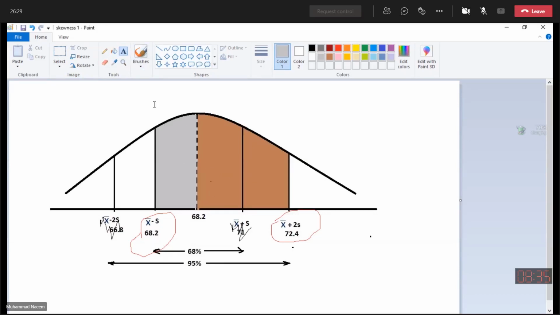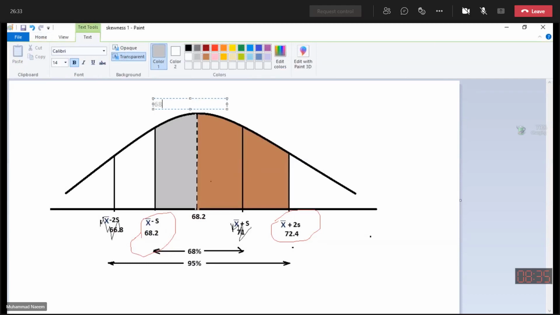68 by 2 percent, and this shaded part is 95 by 2 percent. Add both these percentages. This is our required answer.